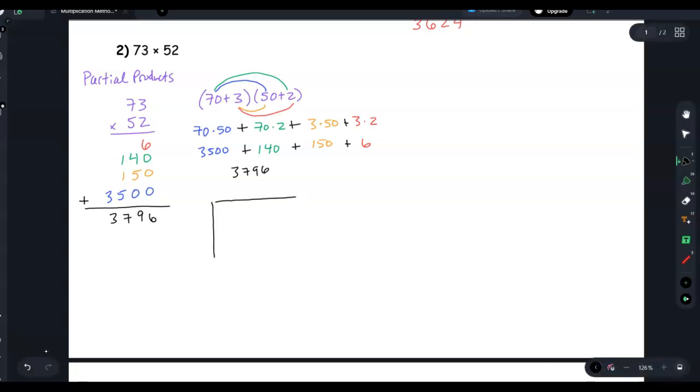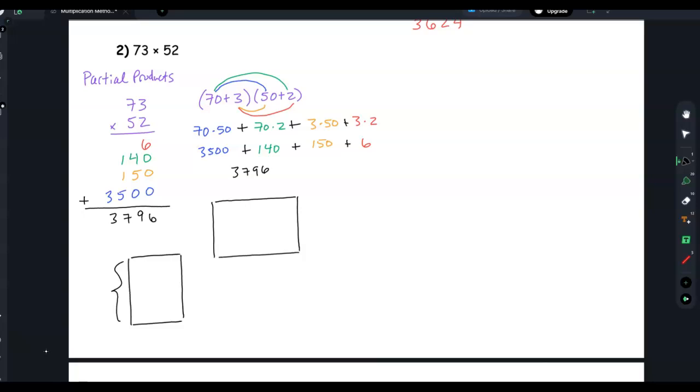it does not matter which side is which or how you draw your rectangle. So if you drew your rectangle a little bit longer on the left than it is on the top, then you would just want to make sure that the longer side is the bigger number. In this case, 73 is bigger than 52. If you did it the other way, where the longer side is the top, then you just want to make sure the bigger number 73 is across the top. It doesn't matter either way.